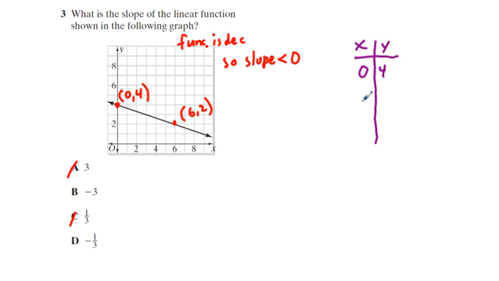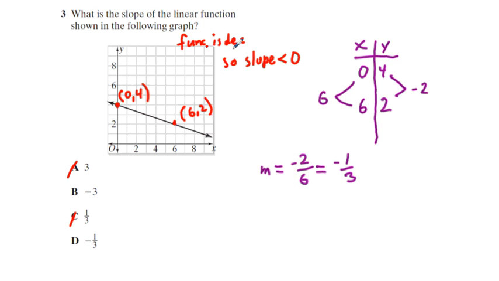And then below here we have 6, comma 2. And as we've done earlier, we're going to take 2 minus 4. 2 minus 4 is negative 2. And then on the left side, we have 6 minus 0, or 6. So our m is going to be negative 2 over 6, which simplifies to negative 1/3.